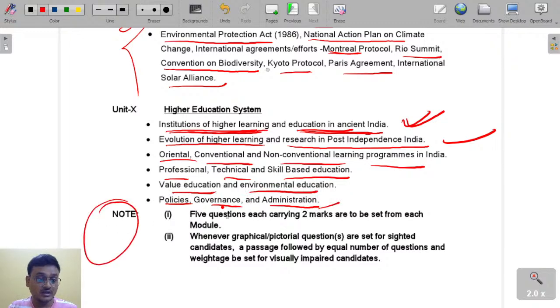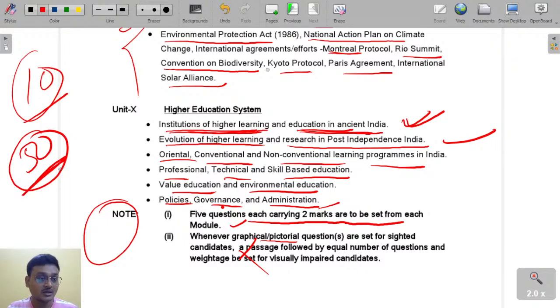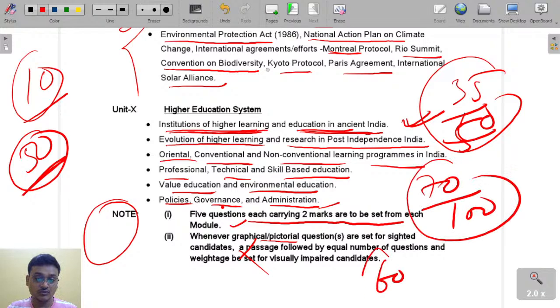So you see here there is a note: 5 questions each carrying 2 marks are to be set from each module. So these are all 10 units, and within 10 units you get a total of 50 questions. The 50 questions are compulsory. There is no negative marking. If you get 35 questions correct out of 50, that will be a good score. For 35 questions you get 70 marks, so 70 out of 100 in 60 minutes, 1 hour. This is actually a good score. Everybody will say this is a good score if 35 questions are right.